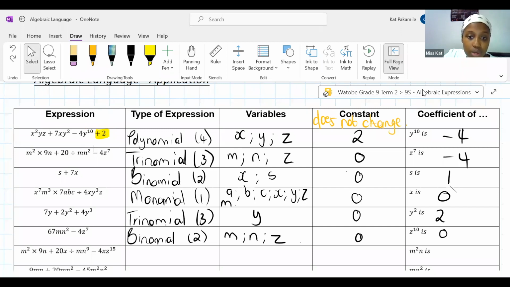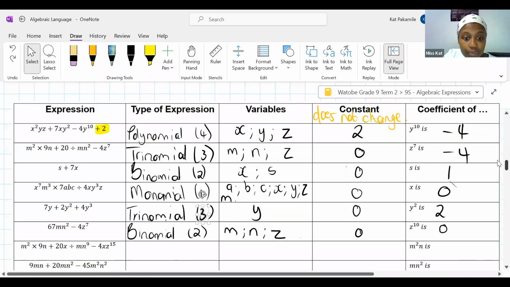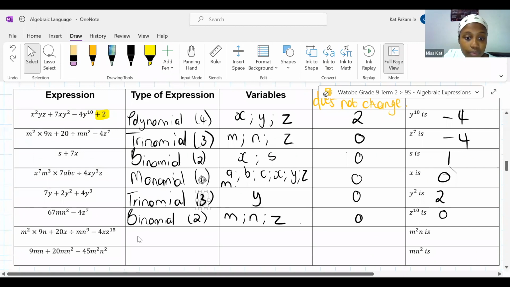Ntokozisi, are you doing the next one with me? Ntokozisi. Okay, Ntokozisi is trying to unmute. Oh, there we go. Ntokozisi, hi. Hello, ma'am. Are you doing the next one with me? Yes, ma'am. Let's hear.